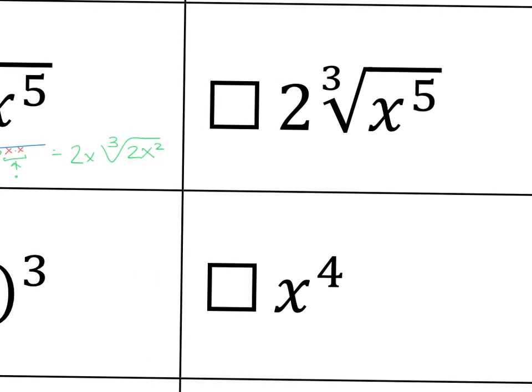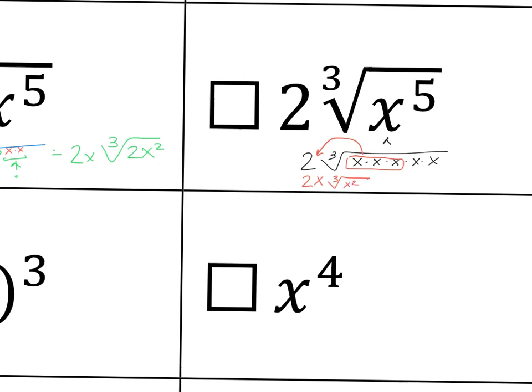The next one seems really similar, so maybe it might match. If I drew a picture of this, I've got 2 times the third root of x times itself 5 times. And then since it's a third root, I need to take out 3 at a time. So that means I could take out 1x. There's already a 2 out there, and then I'd get left with the third root of x squared.